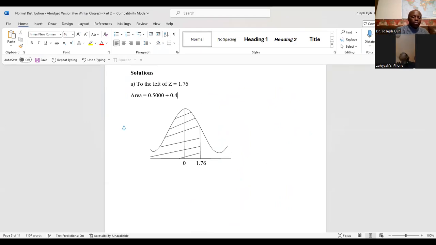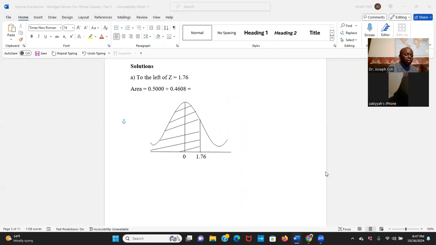0.4608. And that will give you the answer. When you want to add them, you get your answer. So let's add them. I'm going to write it on paper, then we can now put it on the calculator.